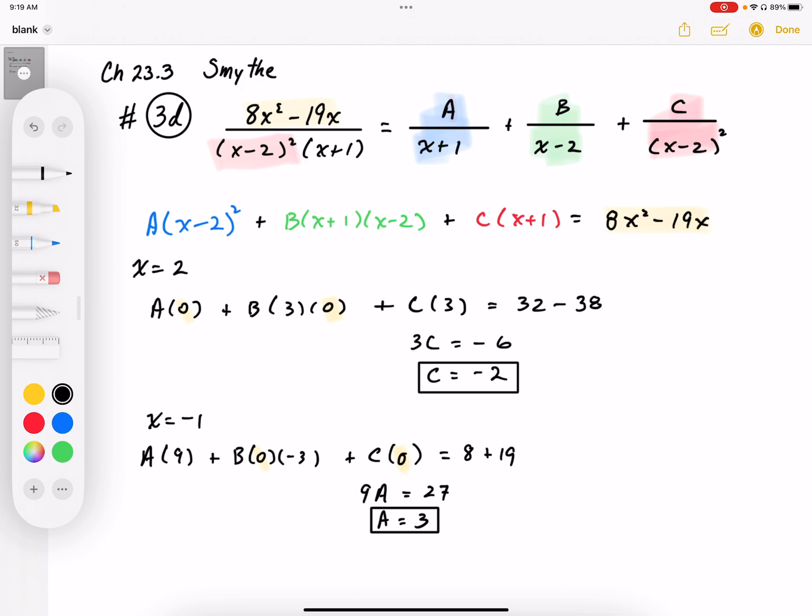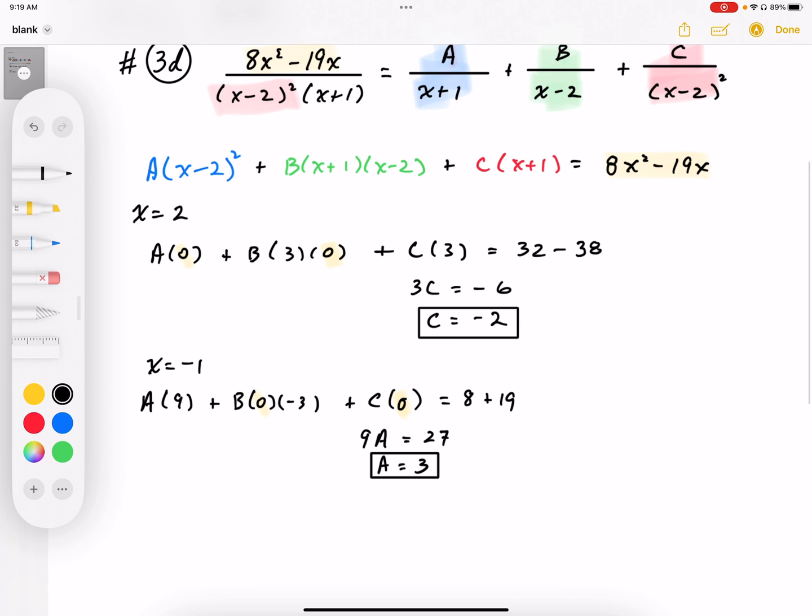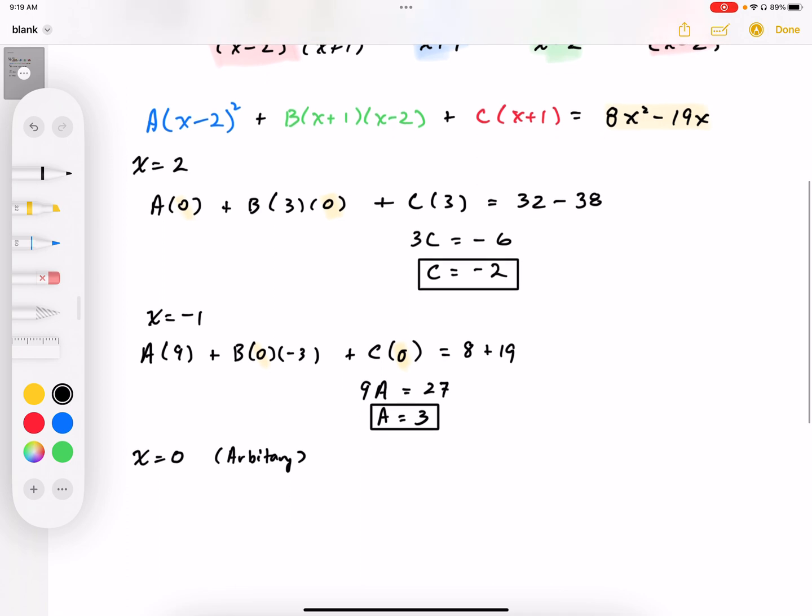Now for b, I have to be a little bit more creative because I've kind of run out of factors of a for the x's in the brackets, because there's only an x plus 1 and x minus 2. However, since I already have a and c, what I can do is plug in some arbitrary number for x, and that will leave me with one variable, b, to solve for. The easiest number to plug in is usually going to be x equals 0. Now, this is arbitrary because I could have chosen any number for that last one.